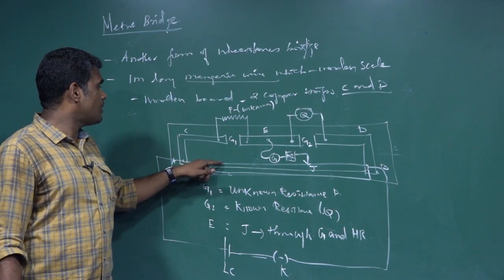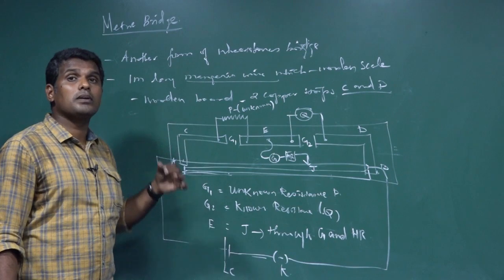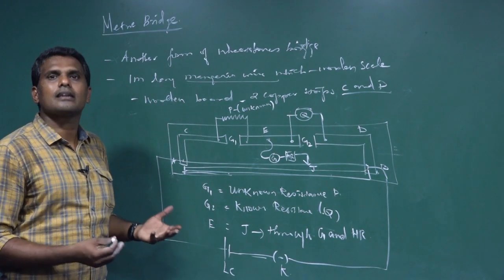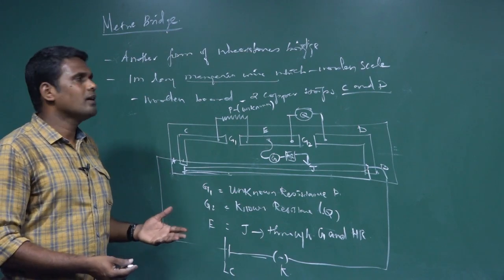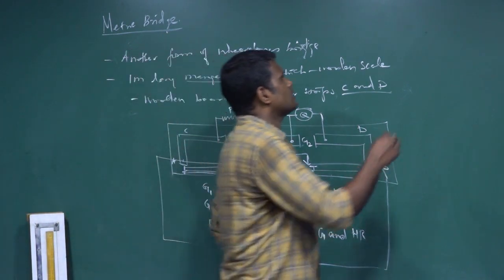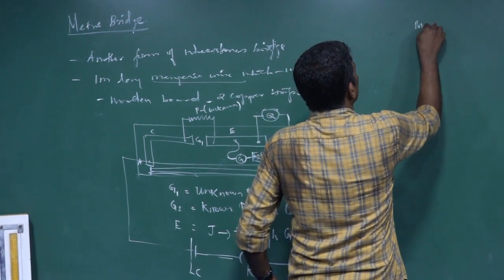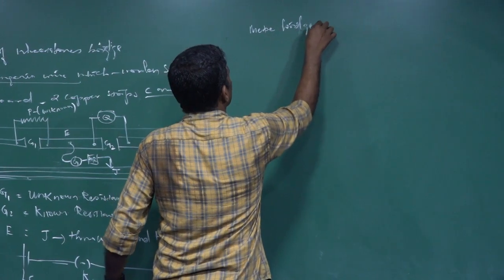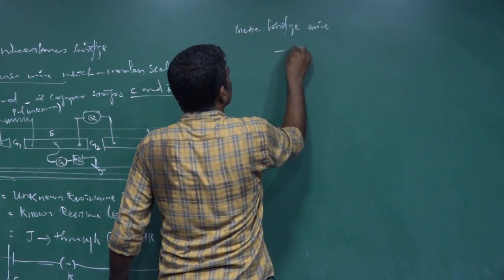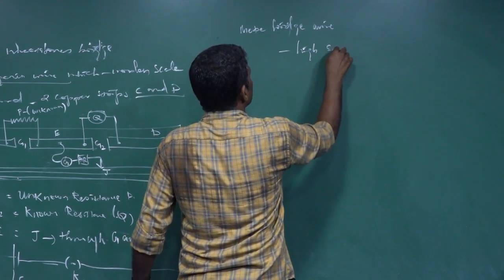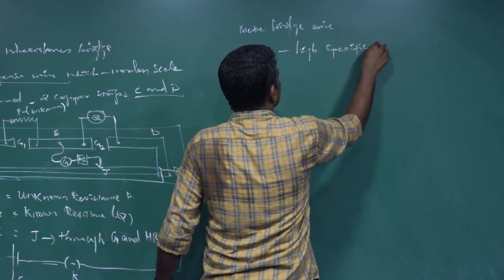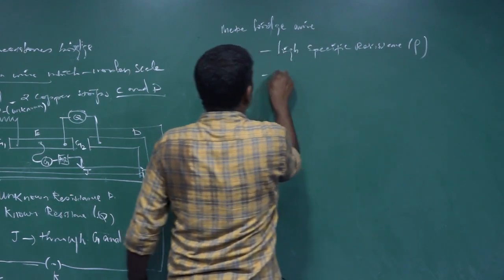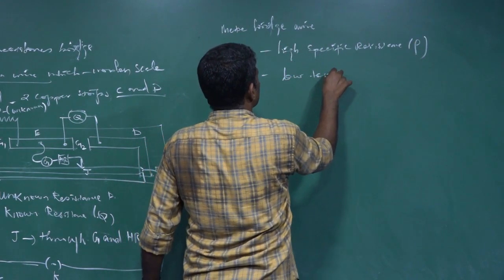It consists of a manganese wire. What is the purpose of selecting a manganese wire as a meter bridge wire? Why shall we not select a copper wire as a meter bridge wire? A meter bridge wire should possess high specific resistance and a low temperature coefficient of resistance.